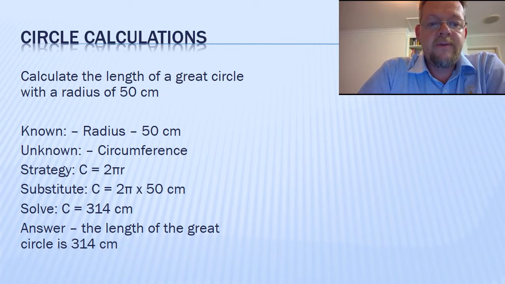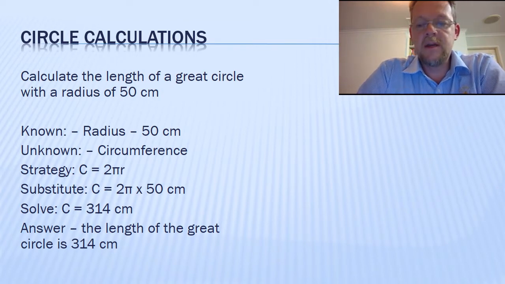So if I have a sphere and that has a radius of 50 centimeters, the circumference of that sphere would be 314 centimeters at its greatest point.